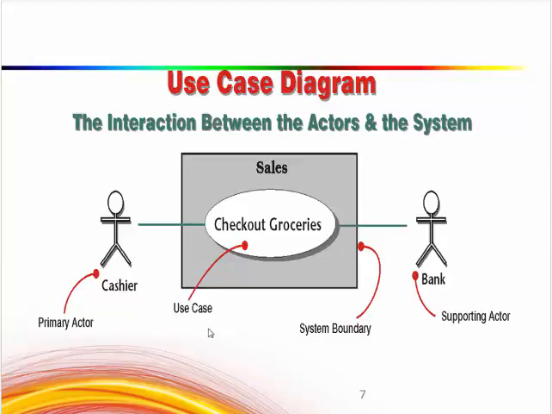You should understand the denotations of the use case diagram. The stick figure identifies an actor. More than one actor can be associated with a use case, and one actor can be associated with more than one use case. However, only one primary actor for one use case. Other actors are called supporting actors.